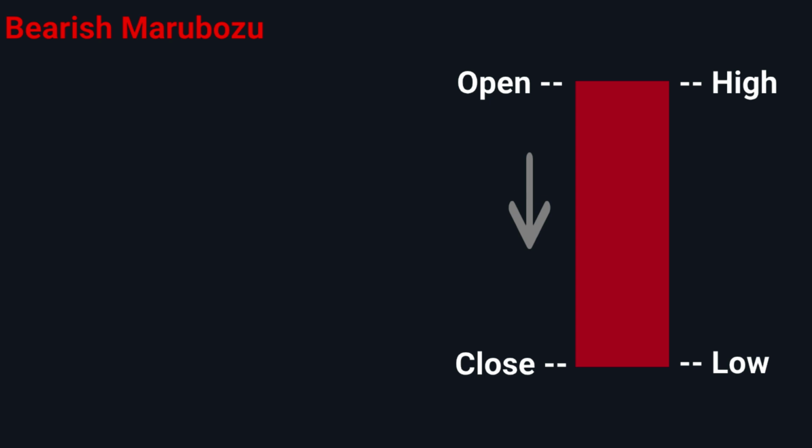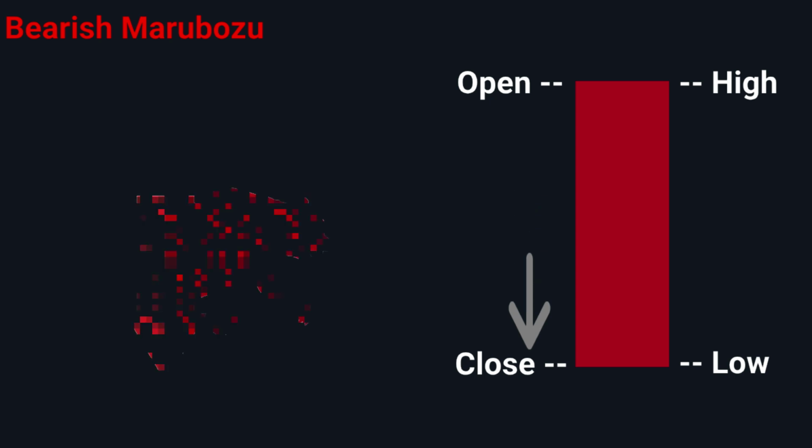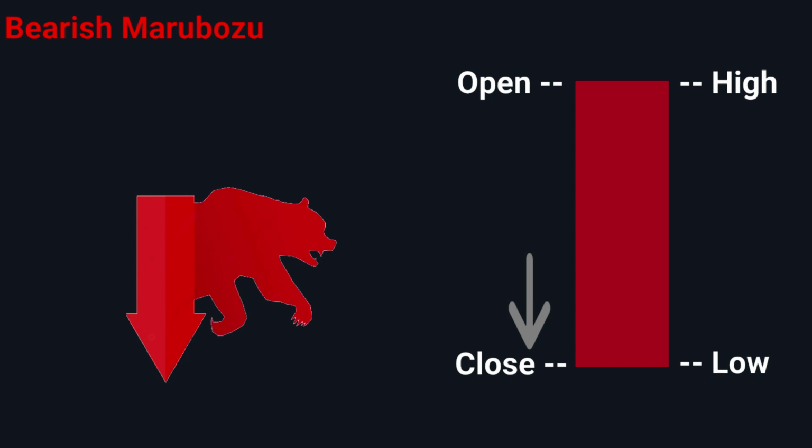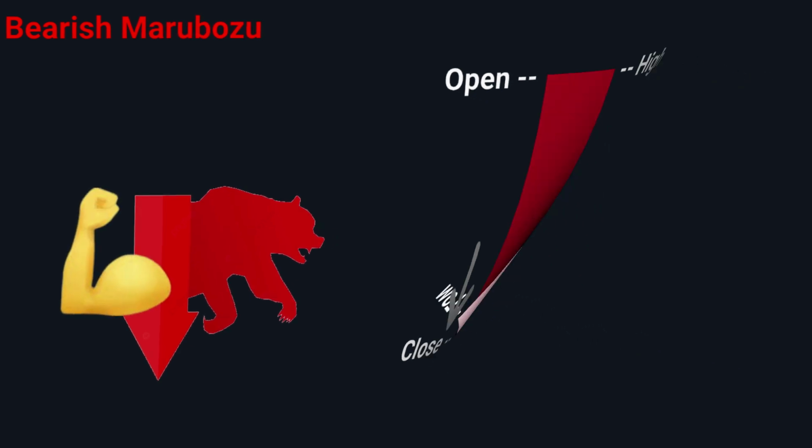In contrast, a bearish marubozu has a long red body without shadows, showing that the price opened at its high and closed at its low. This formation suggests that sellers had full control, with selling pressure persisting throughout the entire session, indicating strong bearish momentum.